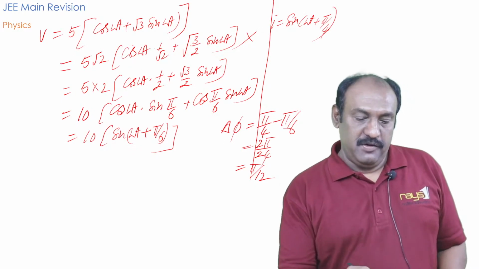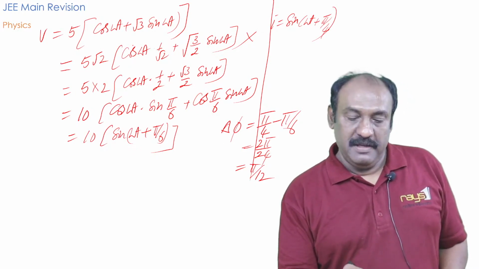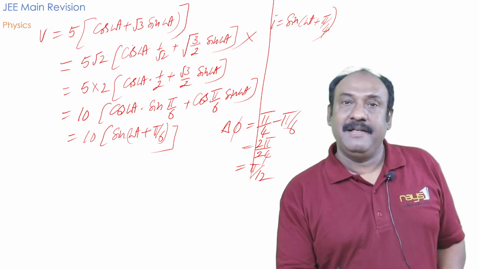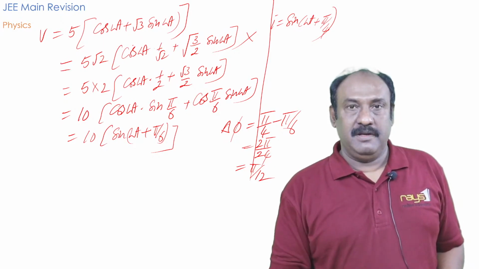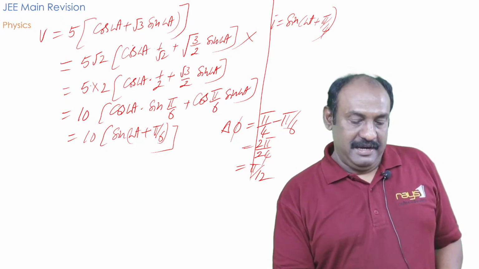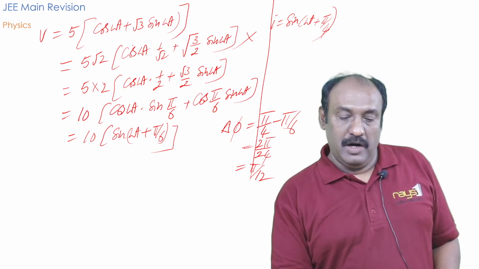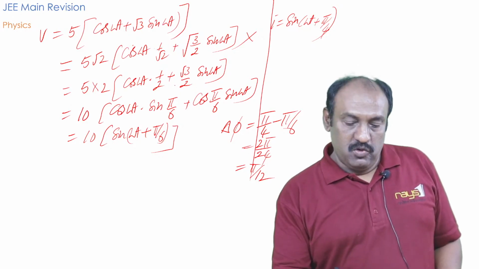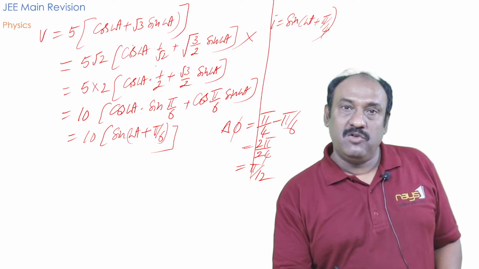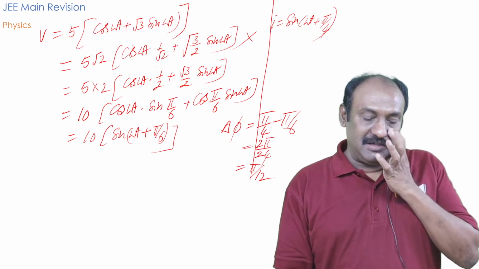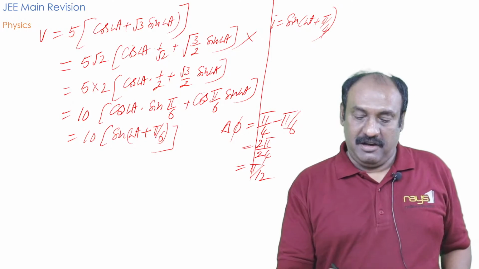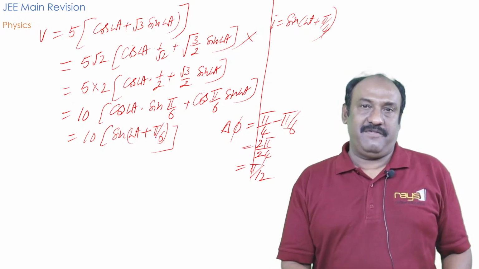See here, if you multiply with root 2, you get root 3 by 2, so you can't get this function in a single form. For that reason, I multiplied and divided by 2. Then only root 3 by 2 and 1 by 2 can be written as sine and cosine functions, as sine pi by 6 and cos pi by 6. Now it is in the form of sine of a plus b.